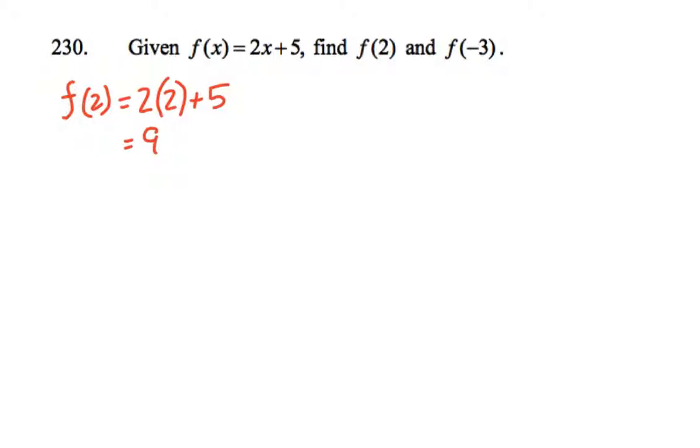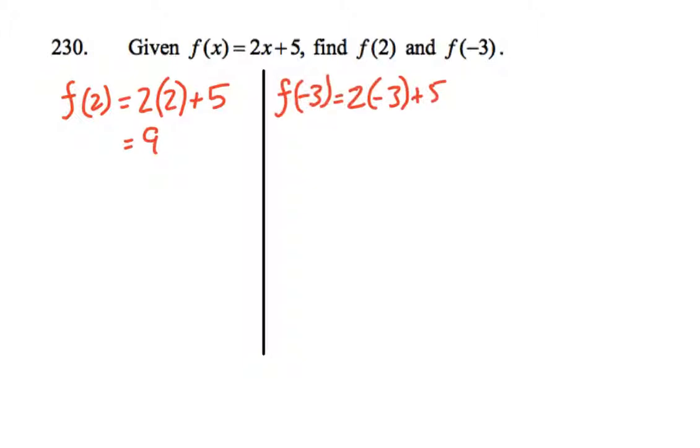Okay, so for the second bit, f of minus 3, that's the new function value of minus 3 instead of an x. So we'll put the minus 3 wherever there's an x in the function there, and it goes just after the 2. So 2 lots of minus 3 would be minus 6, plus the 5 from the original expression, and we'd get minus 1 for our answer there.